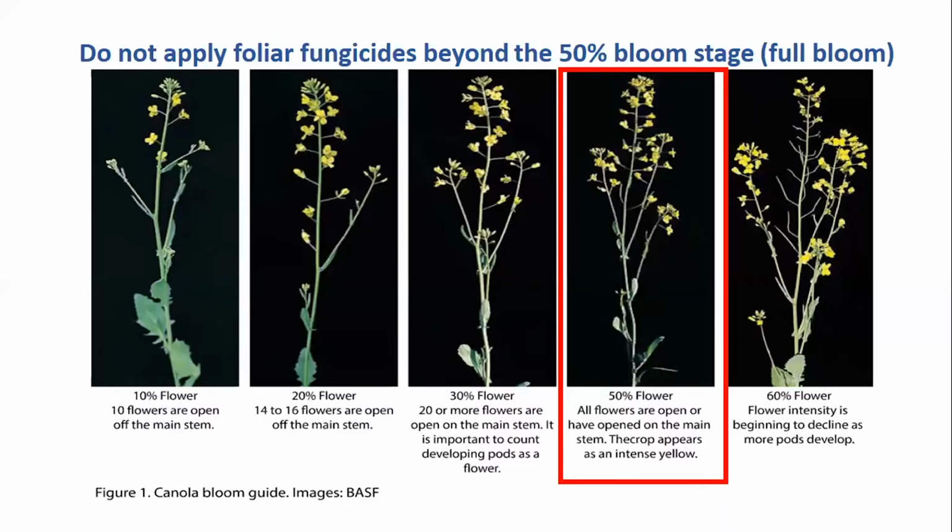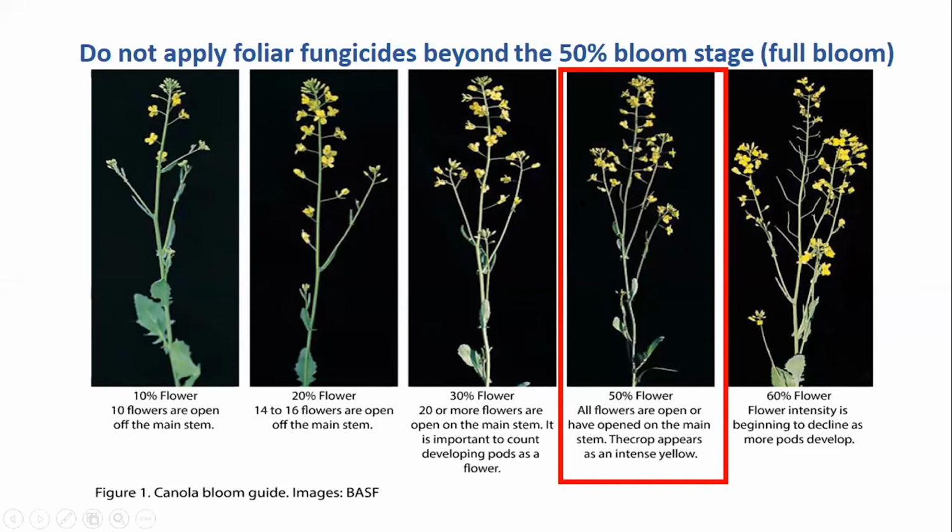I wanted to remind you that you need to apply fungicide before the end of 50% bloom. So do not apply fungicides beyond 50% bloom stage. And this is important because it's what it says on the label, and there are reasons for it to do with residues in the grain, and we need to follow the instructions on the label.